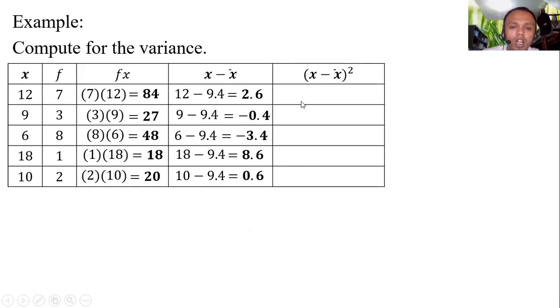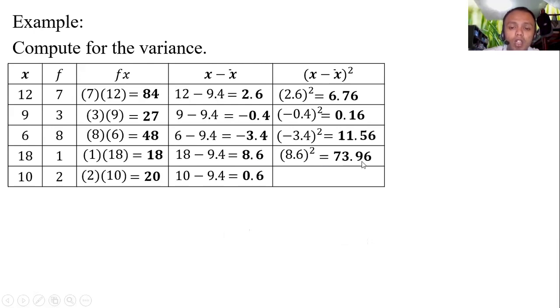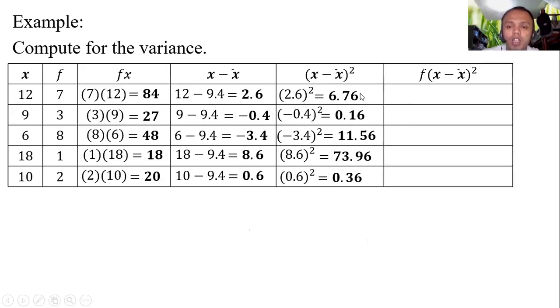I-square natin sila. Square of 2.6 is equal to 6.76. Square of negative 0.4 is equal to 0.16. Square of negative 3.4 is equal to 11.56. Square of 8.6 is 73.96. Square of 0.6 is 0.36. Okay? Then get the product, no, of the square deviation and then its frequency.